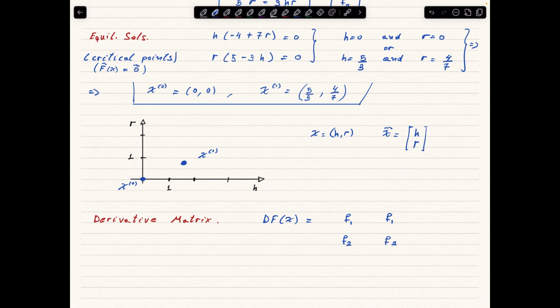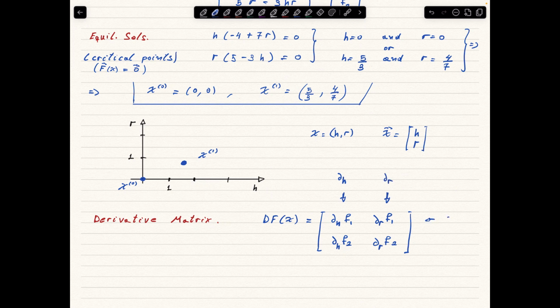And in the first column, we are going to have derivatives with respect to the first variable, which is h, on both hogs. And then in the second column, derivative with respect to the second variable, which are the rabbits. So this is how we remember in which order we have to put the derivatives and the components. Here in the first column, we have derivative with respect to h. In the second column, here we have derivative with respect to r.